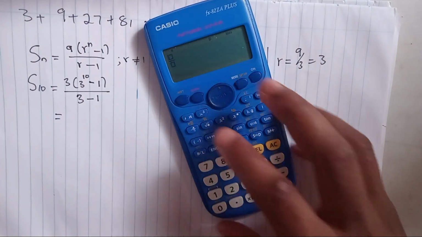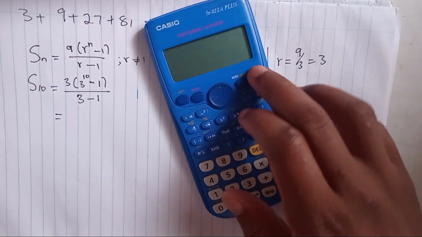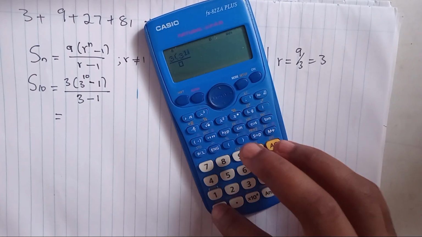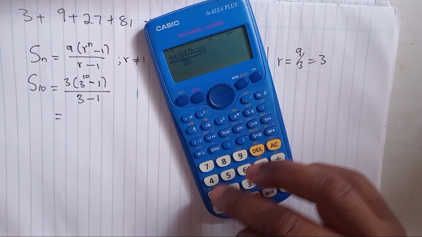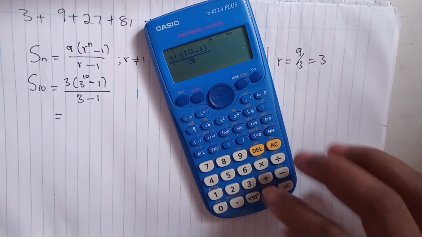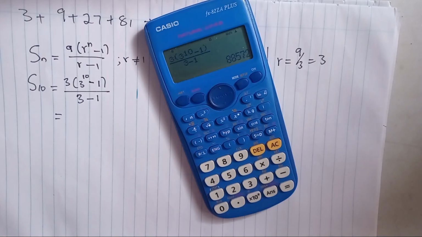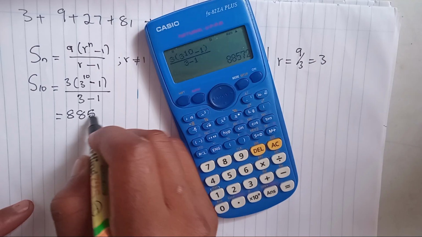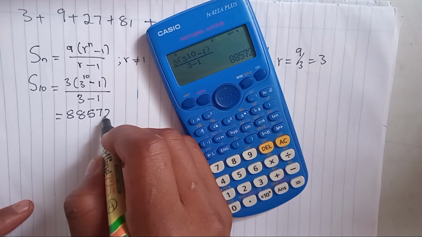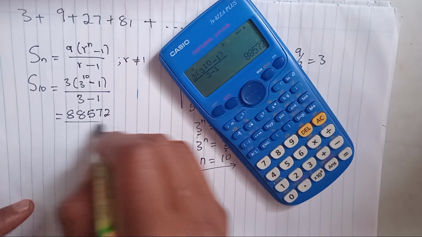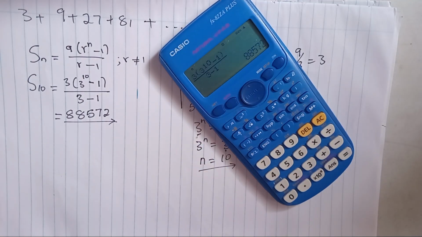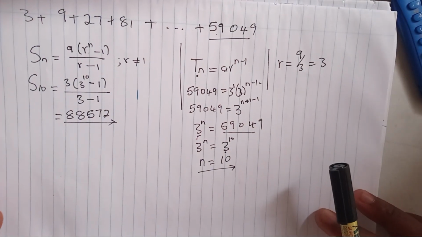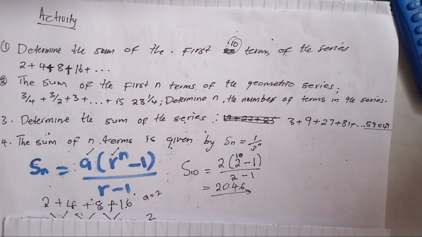So we know that we're going to have 3 into 3 exponent 10 minus 1, and then divide by 3 minus 1. So it means that the sum of the first 10 terms of this series will be 88,572. So that's how we can work on this kind of question. So let's move to the next question.